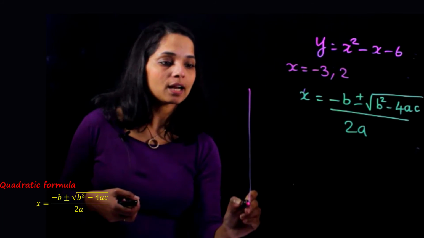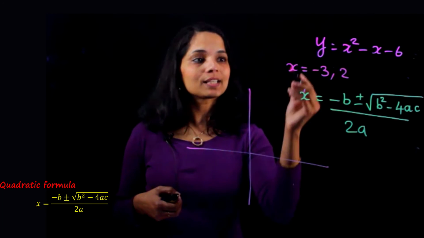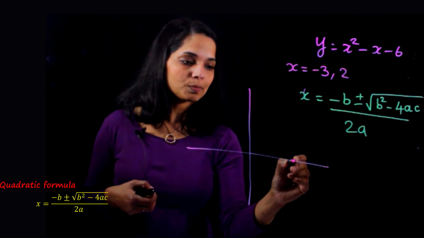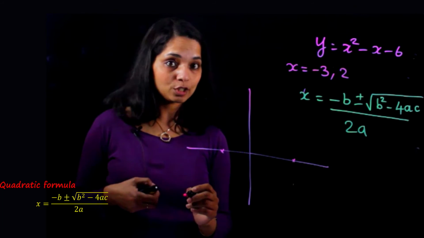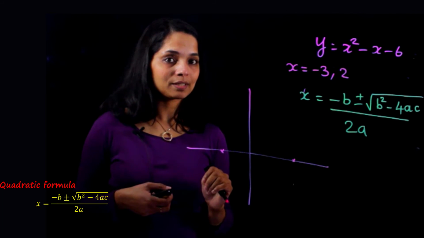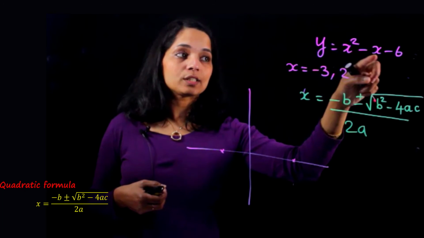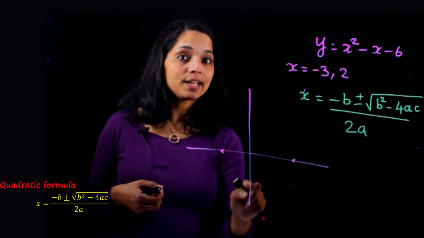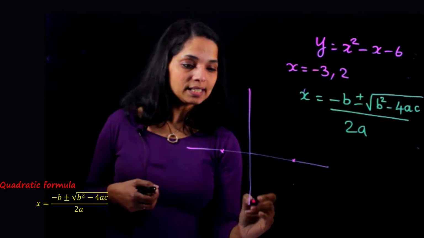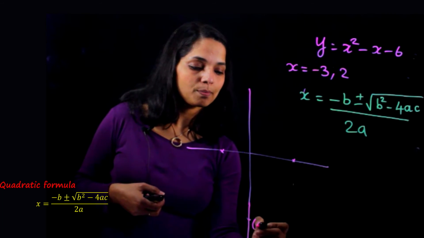Okay, so if you're plotting the graph, the main thing we need is the x-axis intercepts. In this case, minus 3 and 2 are the x-axis intercepts. So this is minus 3 and this is 2. Those are two points on the graph. And what's the other thing we need? We need the y-axis intercept. To get the y-axis intercept, you put x equals 0. When you put x equals 0 in this one, you get y as minus 6. So that's the y-axis intercept, (0, minus 6).